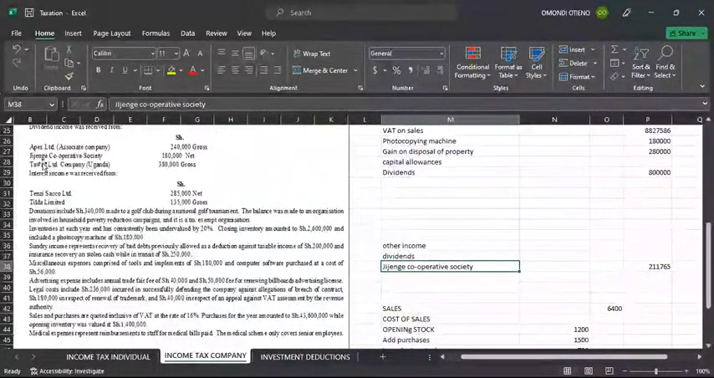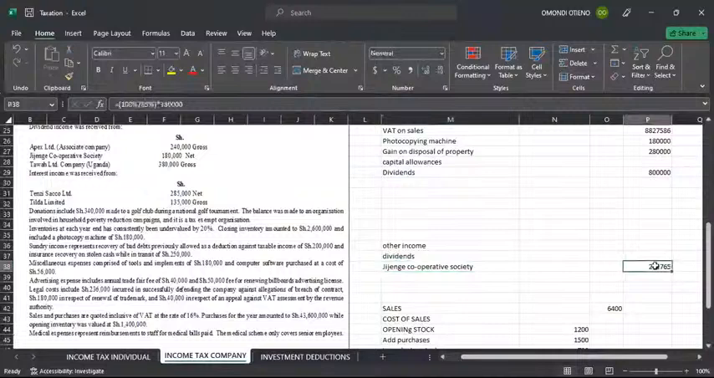If we move to the second one, Jijenge Cooperative Society, any other income that is not from a SACCO will be subjected to both 15% and also this tax. So that's why we come and add it back here at the original value.